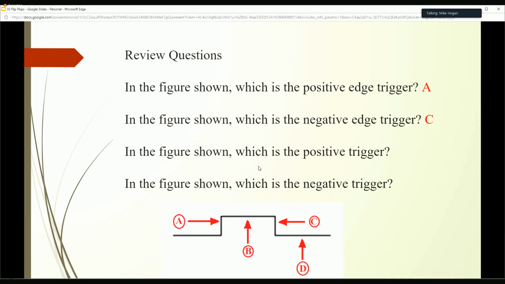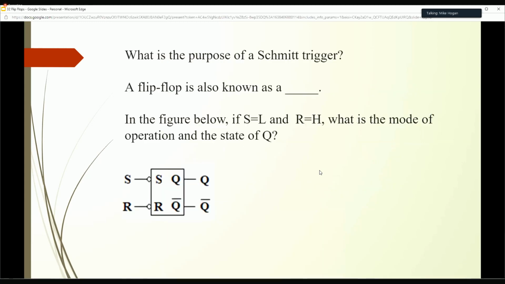In the figure shown, which is the positive trigger? B. Yeah, I'm not a big fan of the way that's worded, but yes, it should be B. And then what's the negative trigger? D. Got to be D, right? Very good, very good. All right.